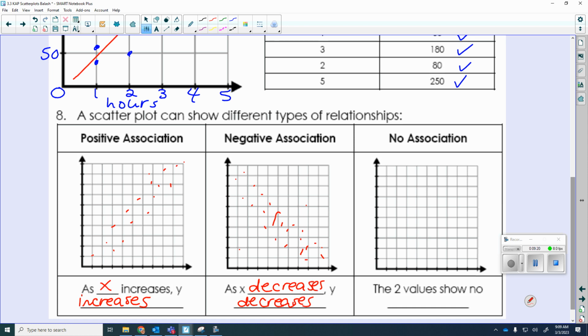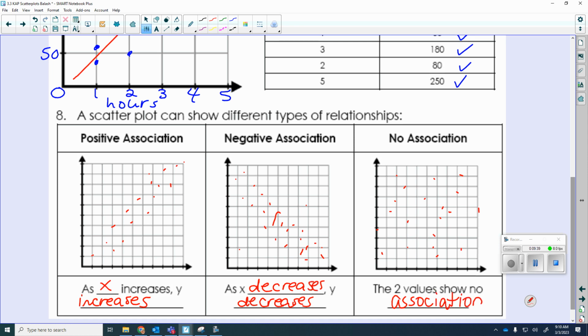And then sometimes there's just no association. What do you think that looks like? Straight line. Oh, no, no, scatter. There's no association. The two values show no association.